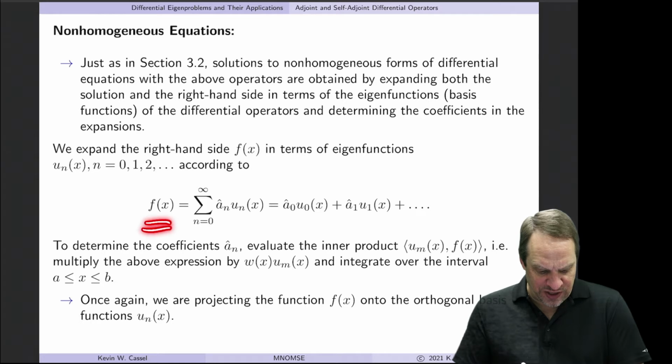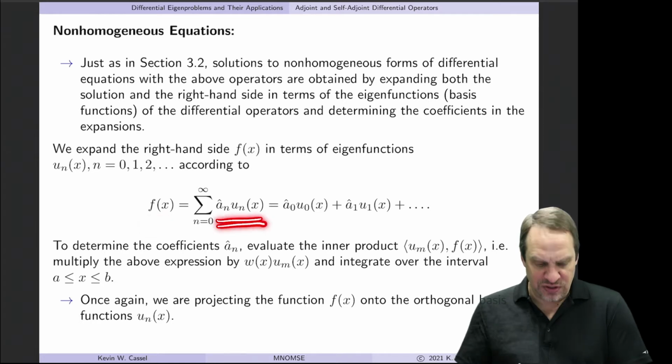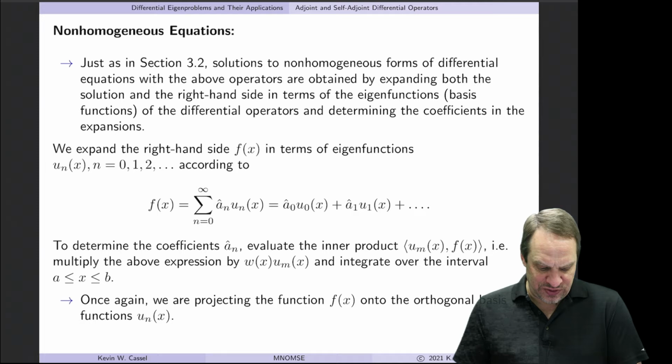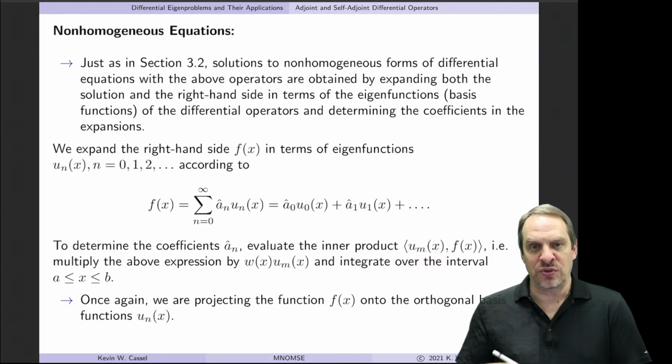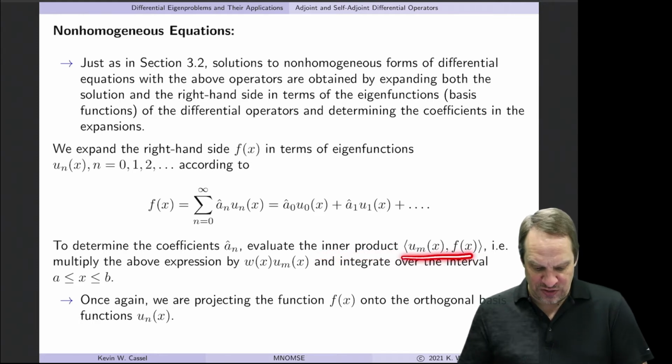So we write f of x as a linear combination of the eigenfunctions, the u sub n's. The a sub n hats are the unknown coefficients. The way we get those is to simply take the inner product of each eigenfunction, u1, u2, u3, through u infinity, with our f of x. And you take that inner product, and that's going to give us those coefficients.